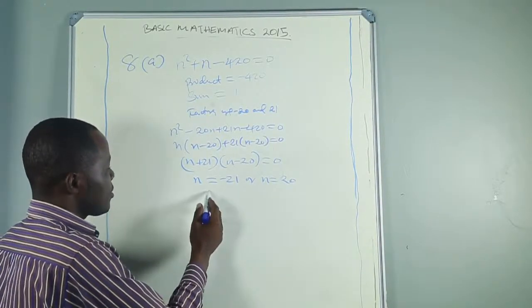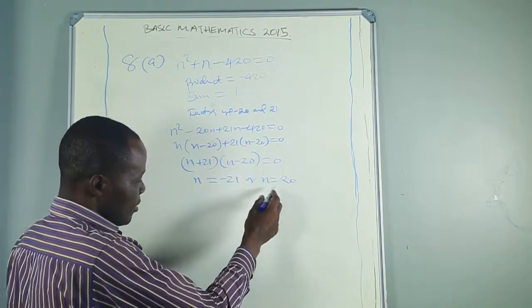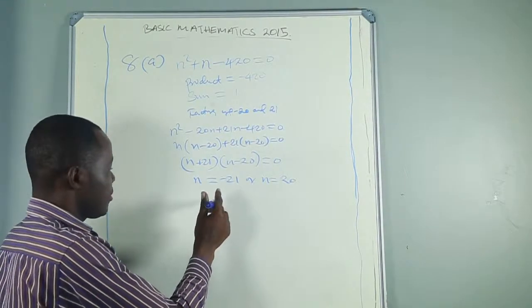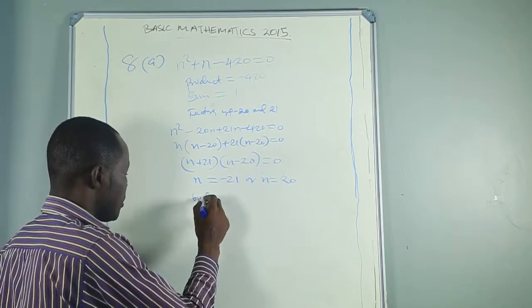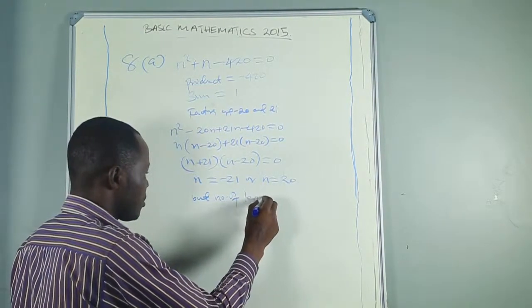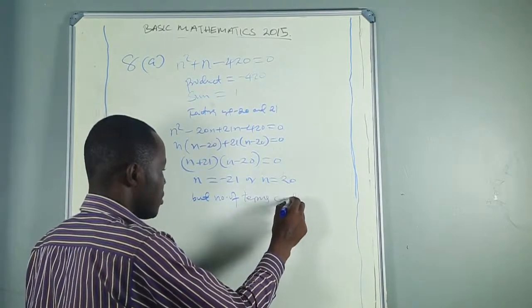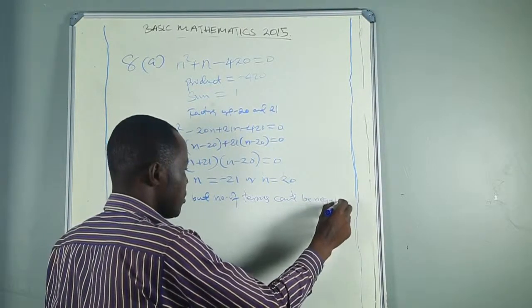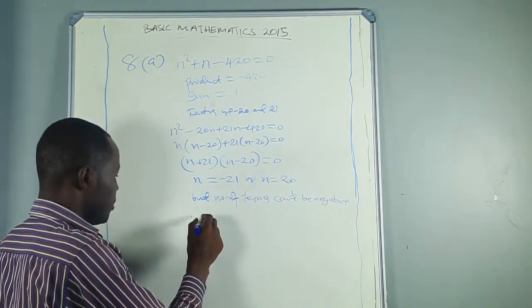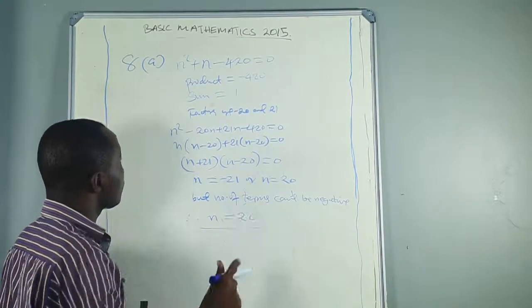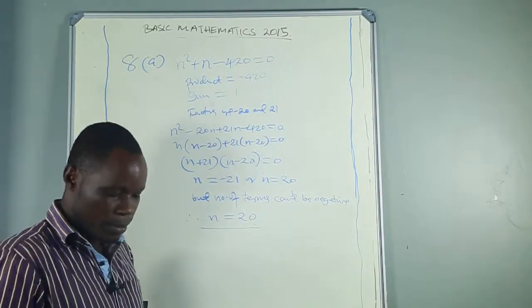So n is equal to negative 21 or 20, but the number of terms cannot be negative. Therefore, the number of terms n is equal to 20. Question number 8, part A, is done here.